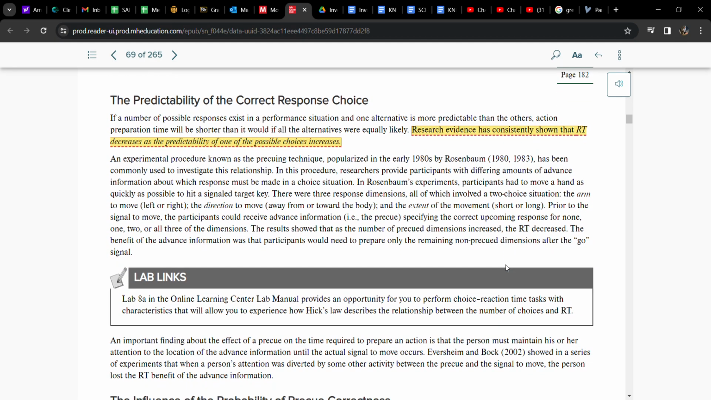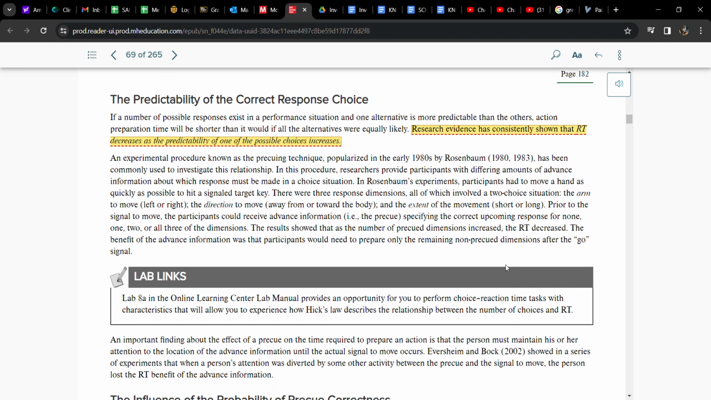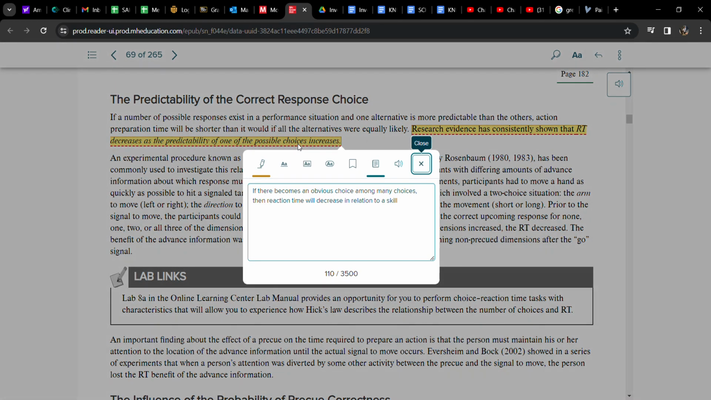Next is the predictability of a correct response choice. Research evidence has consistently shown that reaction time decreases as the predictability of one of the possible choices increases. If there becomes an obvious choice among many choices, then reaction time will decrease in relation to a scale.